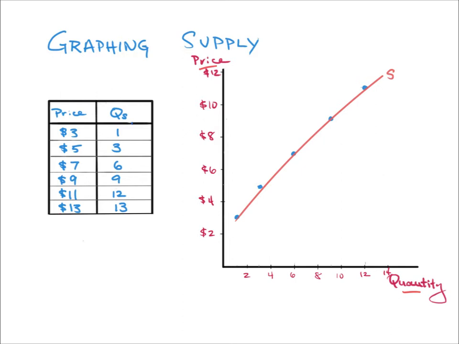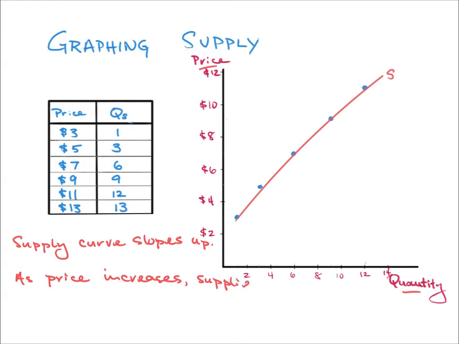Now, the important thing about a supply curve is that the supply curve goes up. Supply curve slopes up. In other words, as the price increases, suppliers are willing and able to sell more. Okay, this statement, as the price increases, suppliers are willing and able to sell more. This is known as the law of supply.